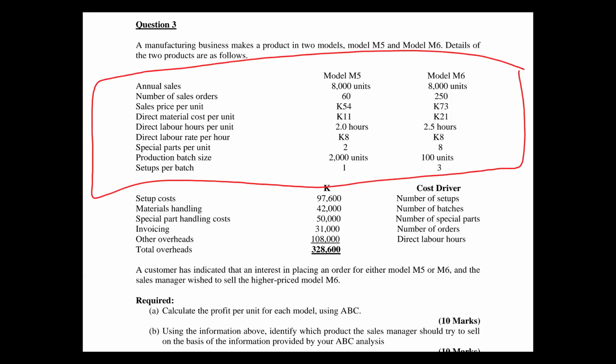From the data that you have been given, you're even given the annual sales and the sales price for these sales. After the annual sales and the sales prices, you're also given the quantities of the sale orders that have been ordered. Then there is the section for the direct costs.